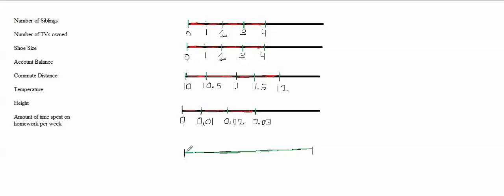Because in each of these four examples, a person's value can be anywhere between the lowest possible value and the highest possible value. There are no restrictions on where a value can be in between the lowest value and the highest value.